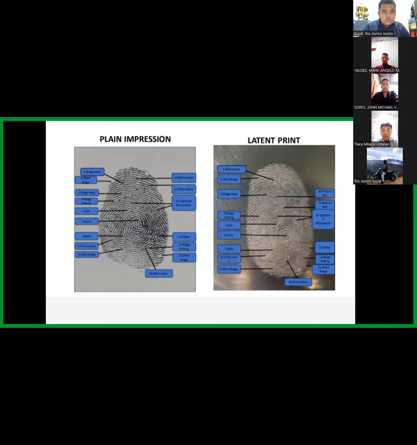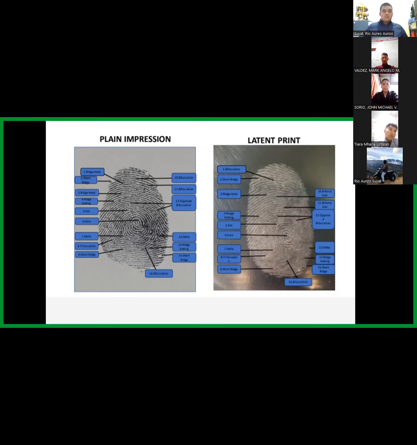Number 19. What is the latent print transfer card? A latent print transfer card, also known as a fingerprint transfer card, is a tool used in forensic science to collect and preserve latent fingerprints.